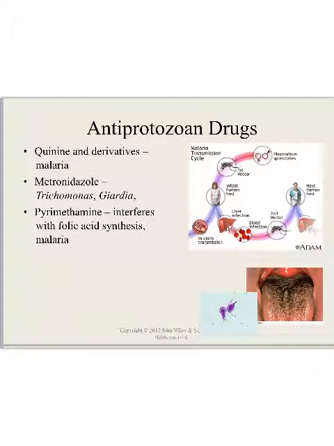Okay, now antiprotozoans. Protozoans are small unicellular or one-celled organisms that cause disease. Quinine and its derivatives were used to control malaria, but now there are other better drugs. Metronidazole, which is Flagyl, works against trichomonas and giardia. This is a picture of giardia. And then pyrimethamine, which is now used against malaria.